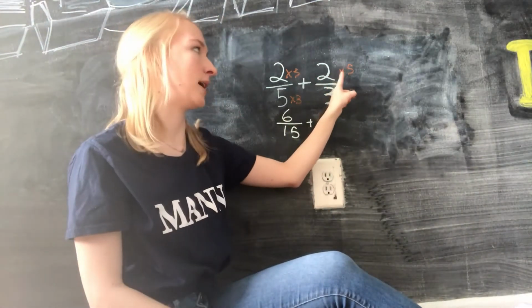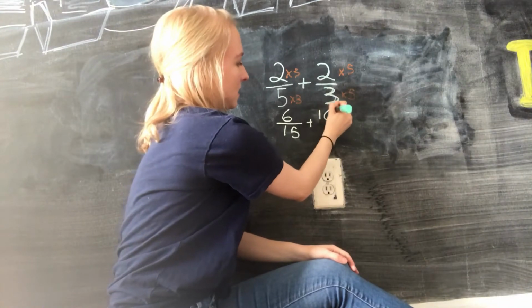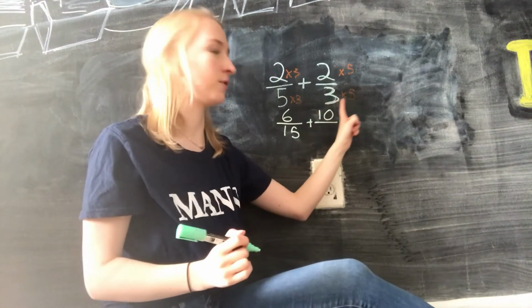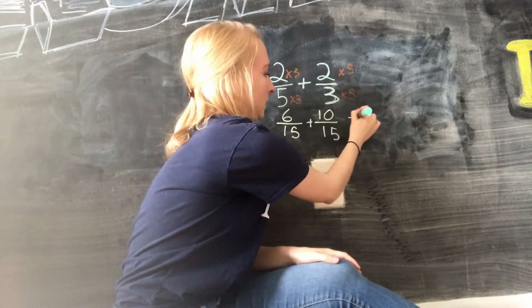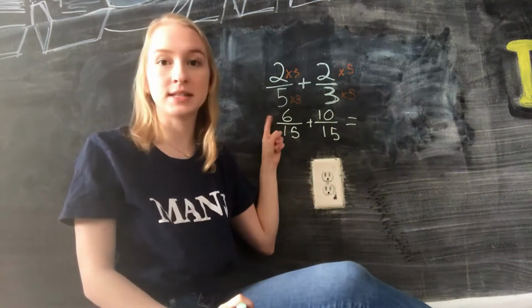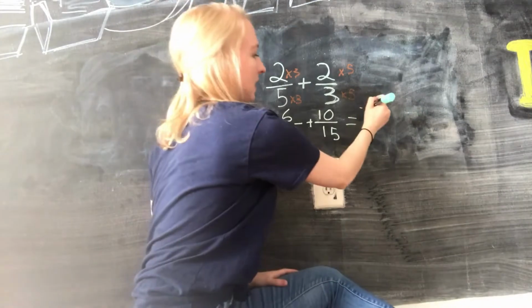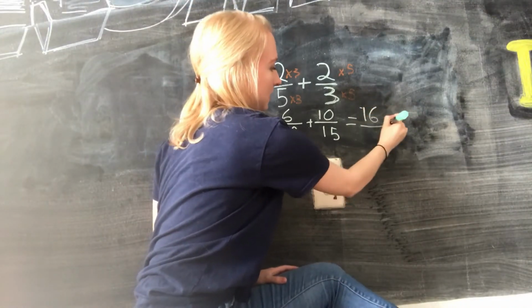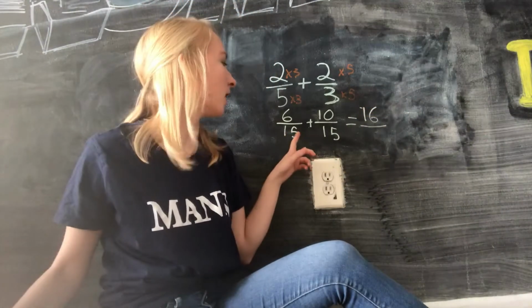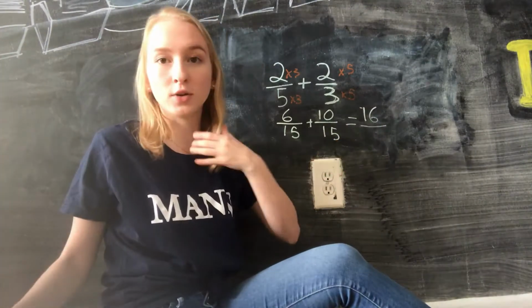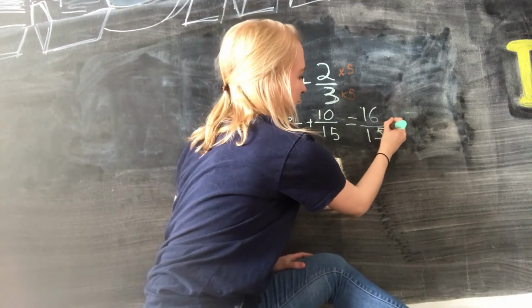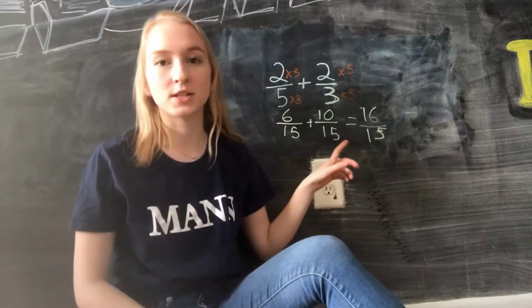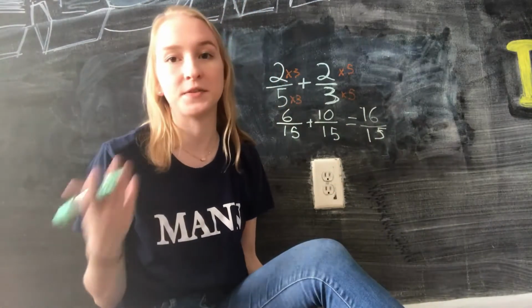Plus 2 times 5, that will give us 10. And 3 times 5, that will give us 15. We just do the 6 plus the 10, that gives us 16. Carry over our unit, or our denominator, which is 15. And that gives us our answer of 16/15.